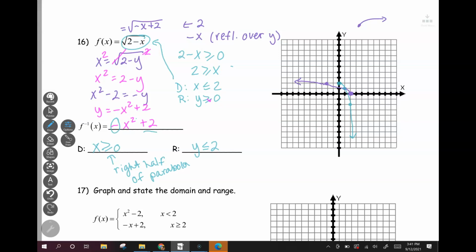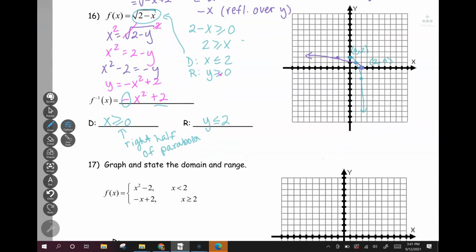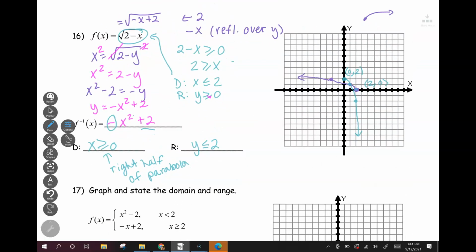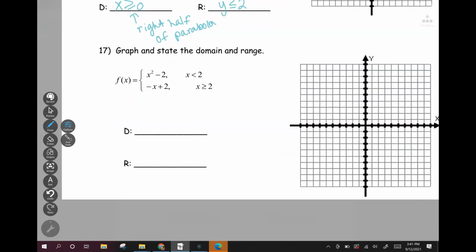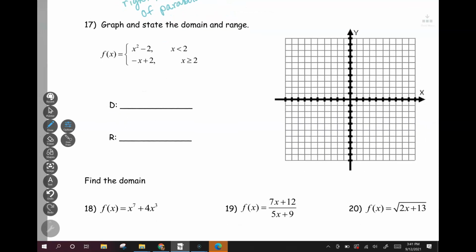Remember, you can also take these points, switch x and y, plot the new point. So for my point here, that is 2, 0. So I should have the point 0, 2 on my inverse, and so on. So you could do that with all of the points if you wanted to graph it. All right, now we've got our piecewise function.